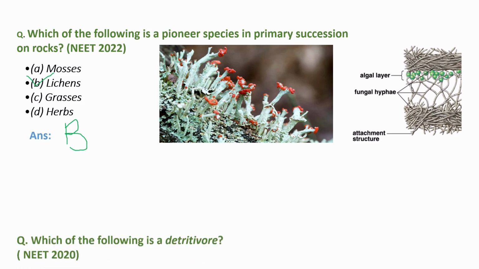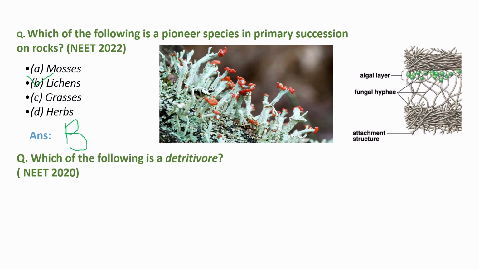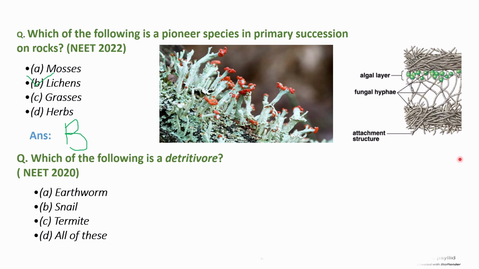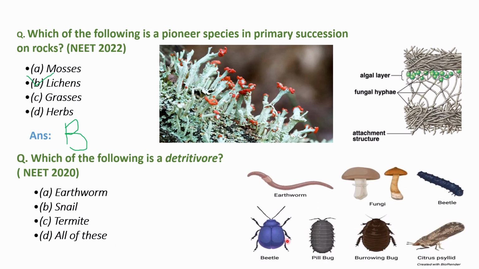Okay. And the next question is, here they are asking which type of organisms. So what is the question here? Which of the following is a detritivore. Here they have given the options earthworm, snail, termites and all of these. So what is a detritivore actually? Detritivores means the animals which feed on dead organic materials.